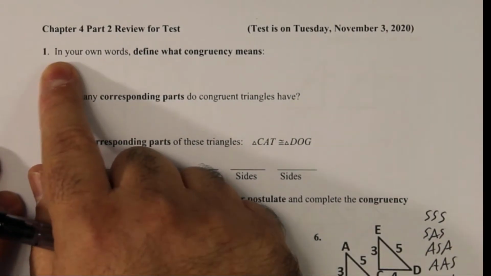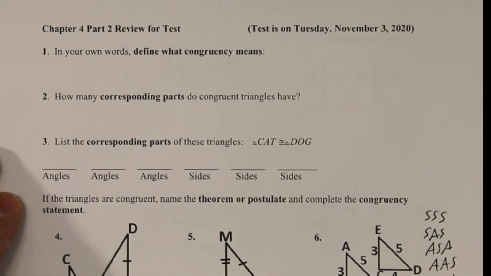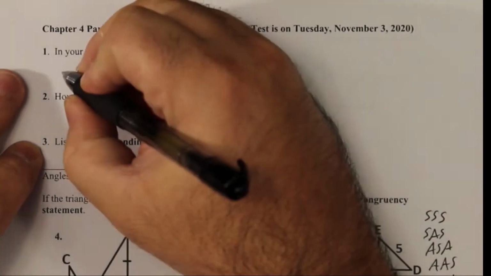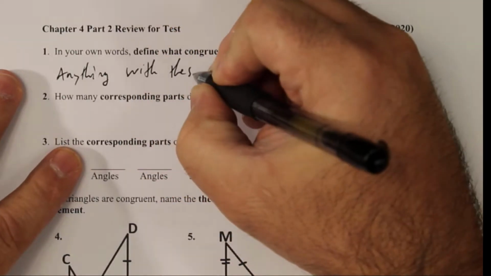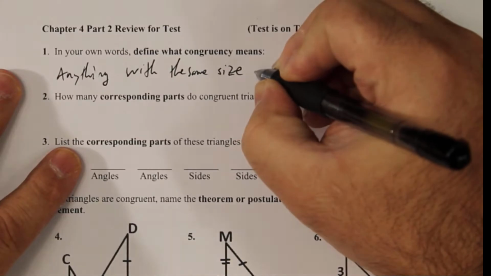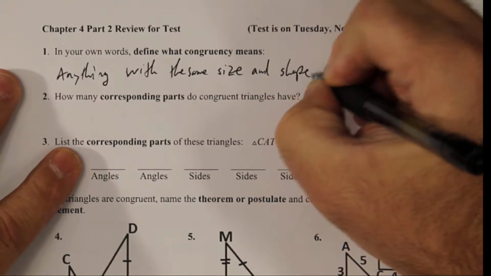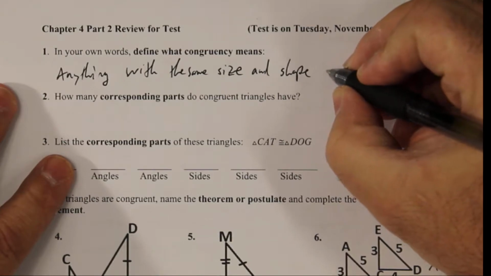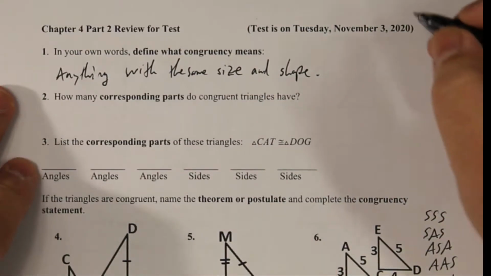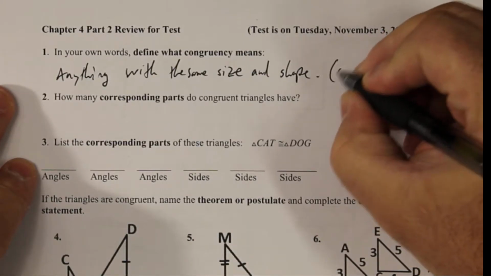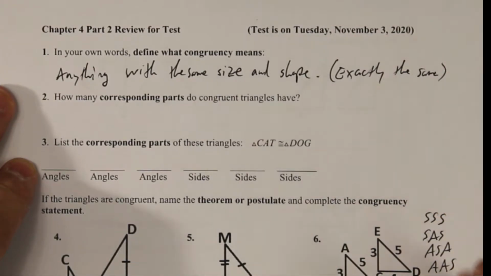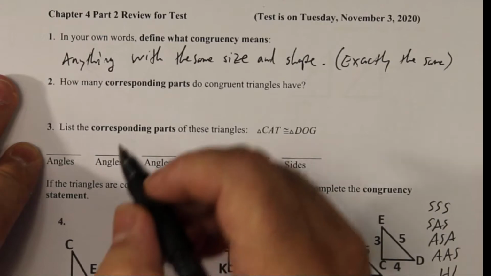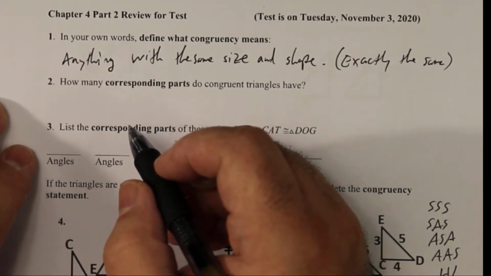So up here, the first one says, in your own words, define what congruency means. So it's supposed to be in your own words, not in mine, but the way that I think of it is anything with the same size and shape, something like that. So it's exactly the same. Like a copy, like a perfect copy. It's not bigger, it's not smaller, it's not lighter, it's not heavier.